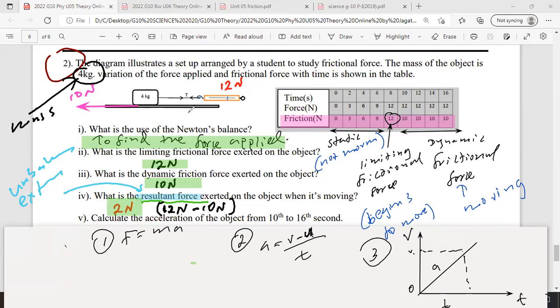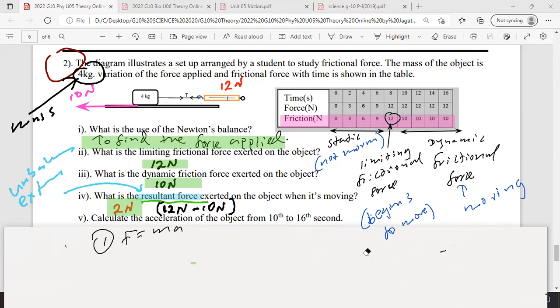Now which equation is more suitable for answering part 5? The answer is the first one, because we know the unbalanced force. In part 4 we found the resultant unbalanced force. I'll write here 2 Newton equals mass times acceleration. The mass is given at the beginning of the question before the diagram, 4 kilogram, and acceleration is the unknown. So acceleration equals 2 divided by 4, which is 0.5 m s^-2.